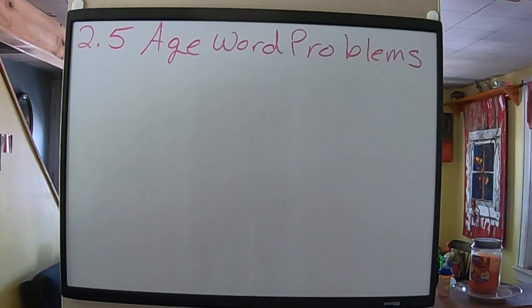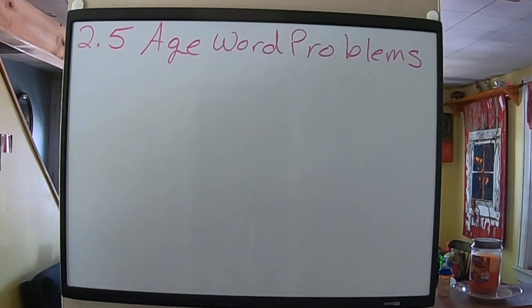I'll put all the assignments on this week, allowing you to choose to do some this week and some next week. It's up to you. All right. So this is 2.5, age word problems. This is a worksheet that you will have in Google Classroom. And I am going to start with problem number 1.